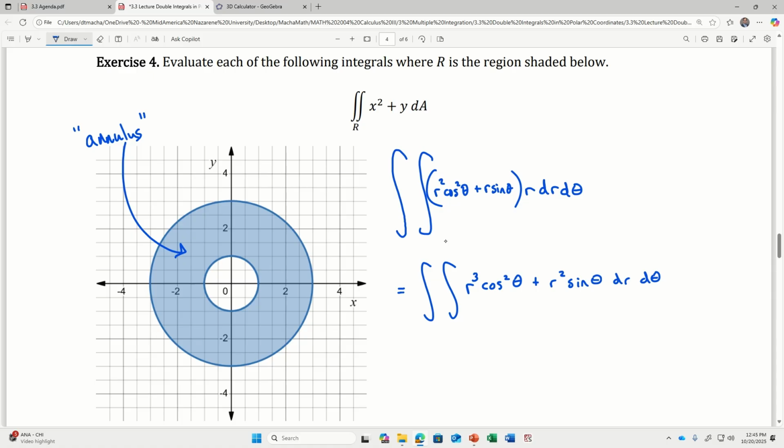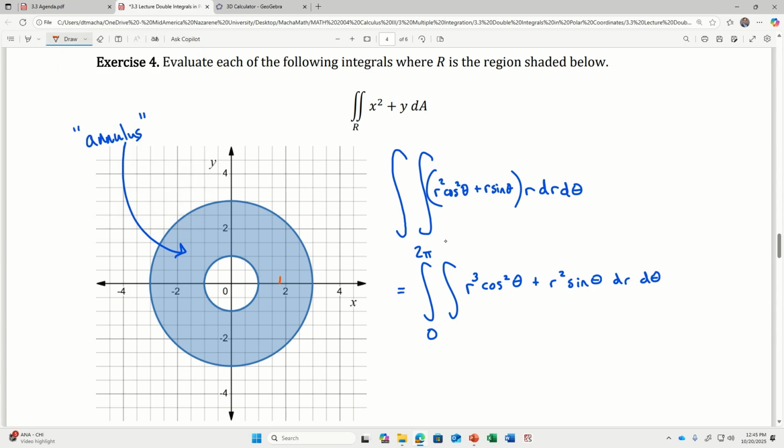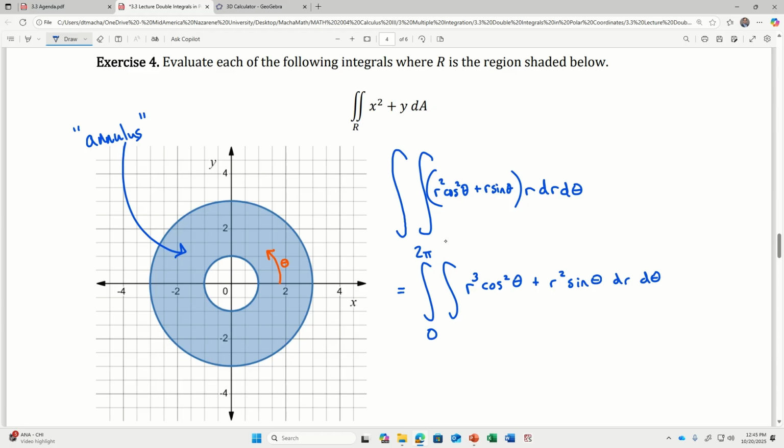Okay, now what's the lower bound on theta and what's the upper bound on theta? It's just 0 to 2 pi. Because remember, theta is like the angle we make with the positive x-axis, and if I've shaded in the whole thing all the way around, then theta goes from 0 to 2 pi. Theta is always in radians. And then what's the lower bound and upper bound on my r variable? 1 to 3. Perfect, 1 to 3.